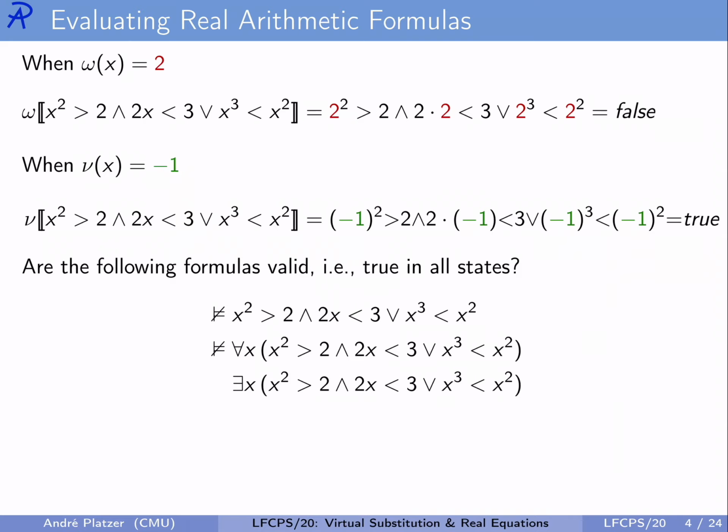So true in all states? And now the answer is yes, because, yep, there is a value for x, as we saw a witness here, minus 1, for which the formula is true. So how do we now make sure that given any first-order logic formula of real arithmetic, with ands and ors and arithmetic comparisons and multiplications and additions and so on, and quantifiers over the reals, we can say whether this is a valid formula or not?